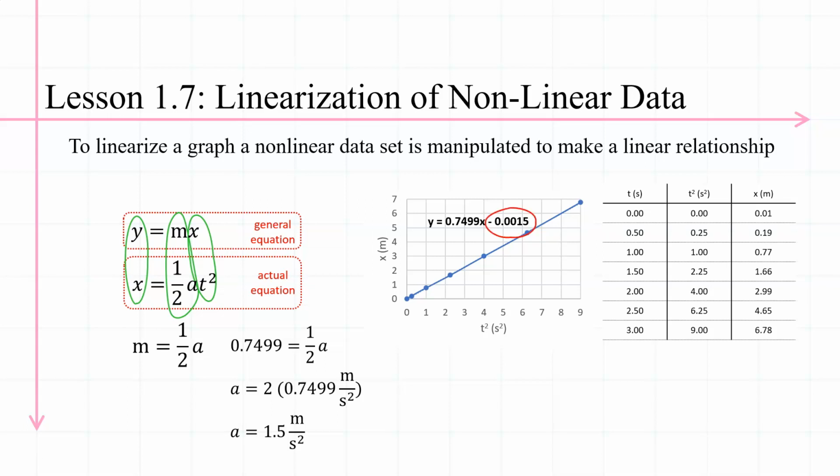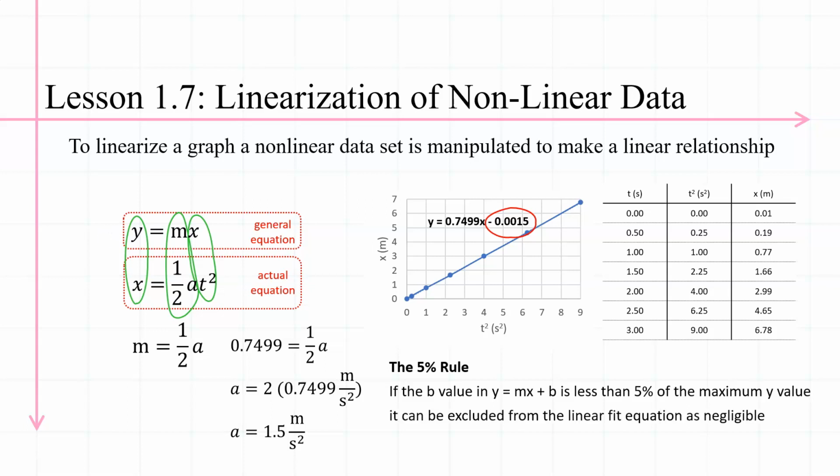Now notice that there is a y-intercept, and I thought there wasn't going to be one, but when I ran the linear regression, it was there, and I can't just say that it doesn't count without proving that it's small enough for me to not have to worry about. And here's how we're going to prove that the y-intercept value doesn't really matter. It's negligible. We're going to use something called the 5% rule. And that is that if the b value in your slope-intercept equation is less than 5% of the maximum y value in your data set, then it's negligible and you can exclude it.